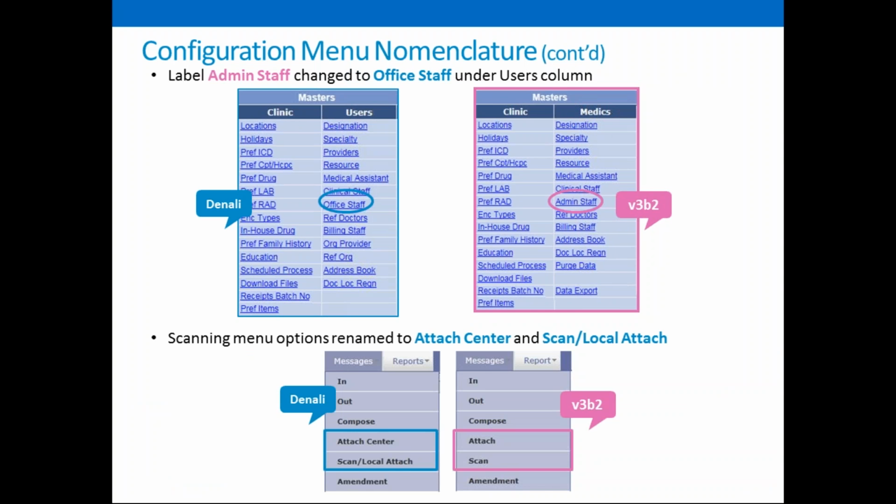Similarly, within the user column, we've renamed admin staff to office staff because some levels within your practice may think of an administrator as being IT, somebody who does go into configuration and make changes. However, the user profile admin staff means administrative, not administrator. So it has now been relabeled office staff to clearly define what that level of permission is. And then our menu choices for the attaching and scan have also been modified. We have the attach center, which is external or not direct. And then we have scan local attach, which is immediately attached to your chart in real time.